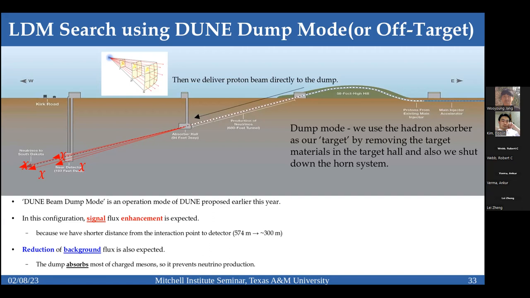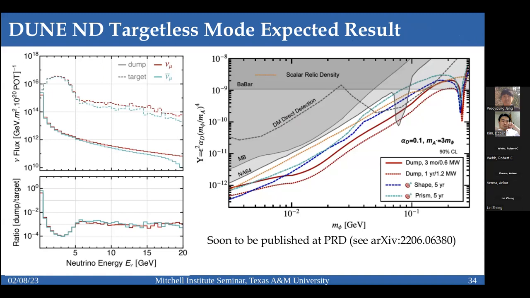So this was done through a few years of collaboration with Dujin, Baskar and Adrian. Using the GEANT simulation, we obtained this neutrino flux when there is no target. This is the dump mode estimated simulation output of the muon neutrino and anti-muon neutrino, and this dotted line is the ordinary target scenario we had in the standard DUNE beam target simulation.